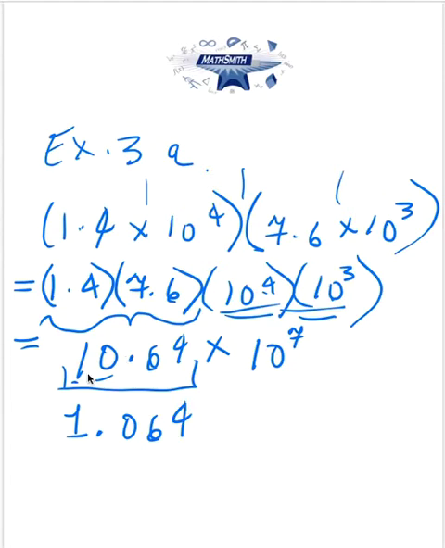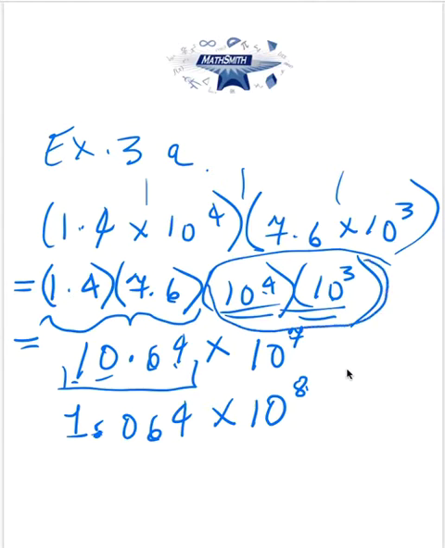So I've moved it once to the left, and I've got to make up for that here. And so that's going to be to the 8th power. Because this number is smaller, I've got to add 1 here if I moved it 1 decimal place here. Okay, so now my number is 1.064.